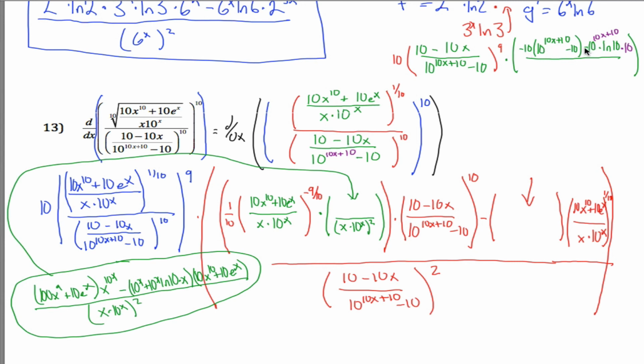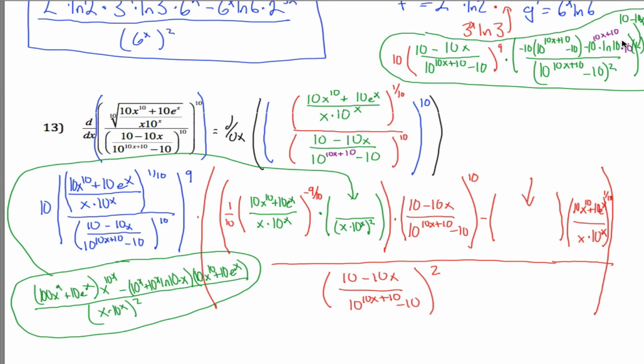F prime times g minus g prime times f, top being 10 minus 10x. That goes right here, which you can't even see anymore. Then down on the bottom, I got g, which is 10 to the 10x plus 10 minus 10 squared. This thing that goes from here over to here is what goes in here and completes the problem.